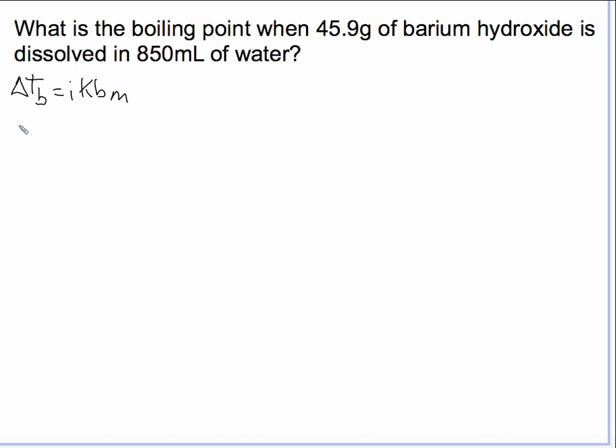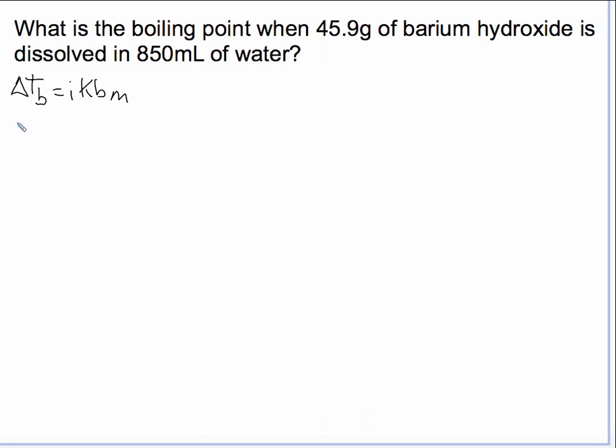So this again is the change in temperature. i is the van't Hoff factor. Kb is the boiling point elevation constant, and little m is the molality. So it's just like the freezing point depression problem. There's just a couple of little differences.